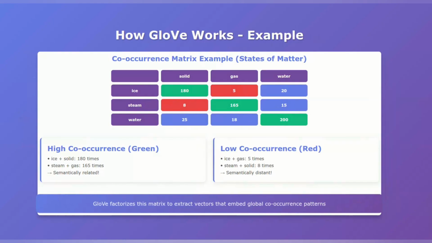GloVe takes this entire matrix and factorizes it to extract vectors. These vectors embed all these global co-occurrence patterns directly into the embeddings. And this is the key difference from Word2Vec. Word2Vec uses local context windows and makes predictions, while GloVe uses global statistics from the entire corpus. Both approaches work, but they capture information in different ways.